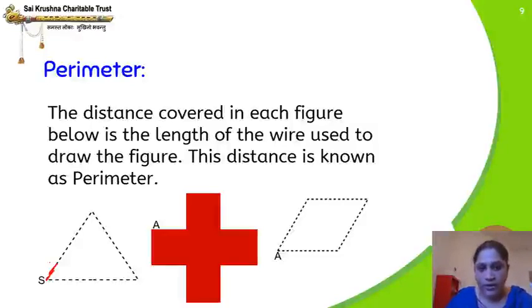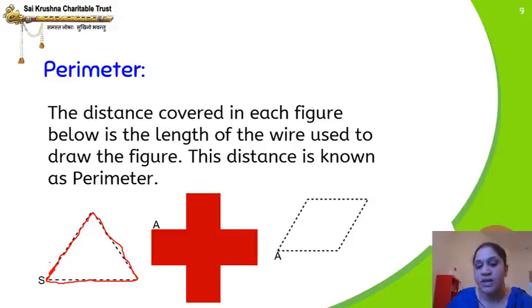Suppose you have a wire and you are making a figure. Suppose you are making a triangle with the wire. So you are going like this, you are putting the wire like this, you're coming down and then you are closing it like this. So what will be the distance that is covered by the wire? The distance covered by the wire is nothing but the length of the wire. So the length of the wire that you are going to be using is the distance covered by the wire.